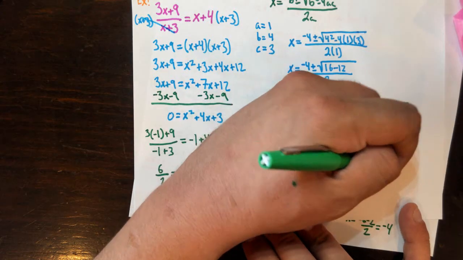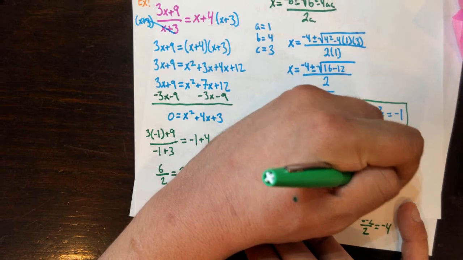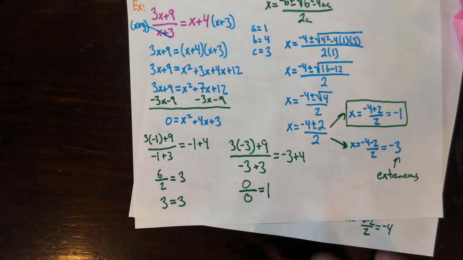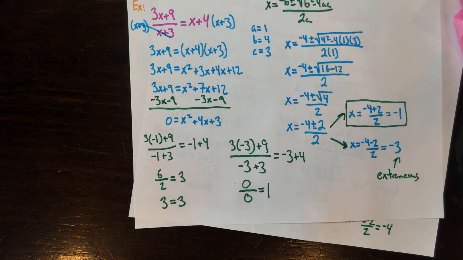So negative 3 is, you guessed it, extraneous. Okay? So our answer in this case is only negative 1.